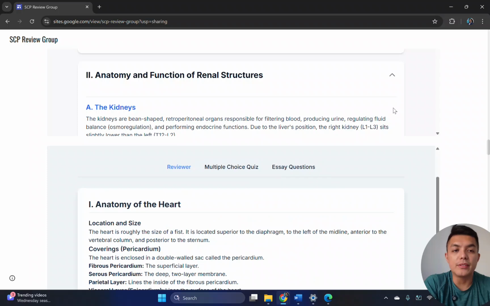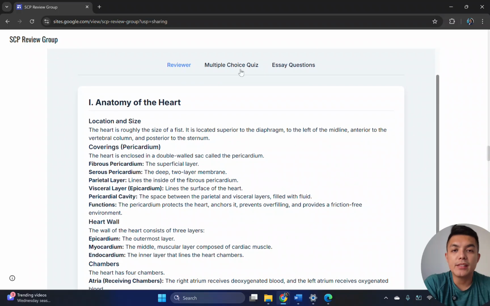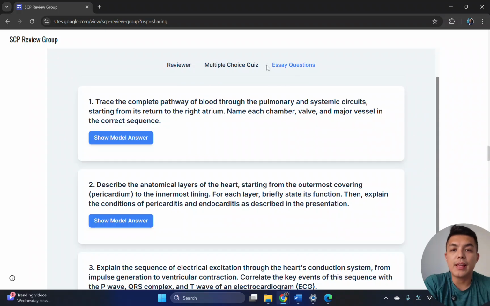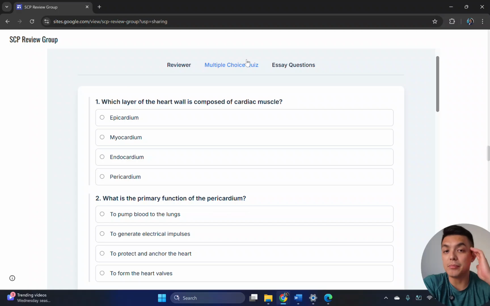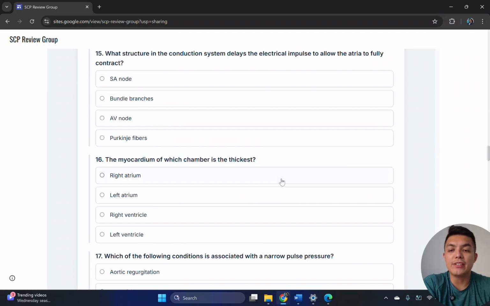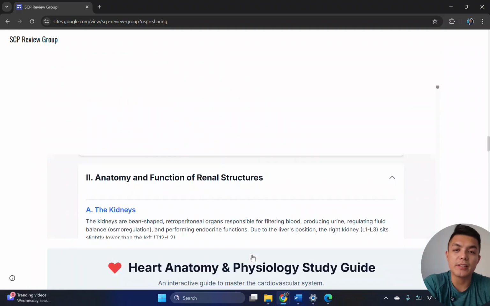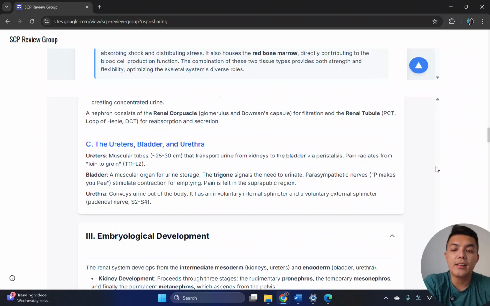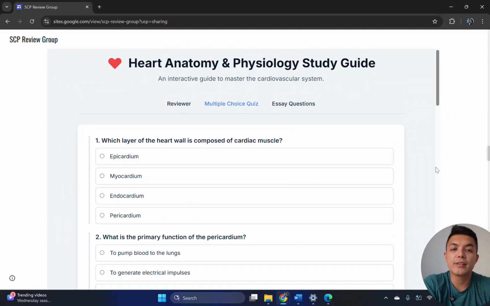I encourage you all to answer the multiple choice quiz to just test your understanding and test your knowledge about the cardiac side of the lecture.